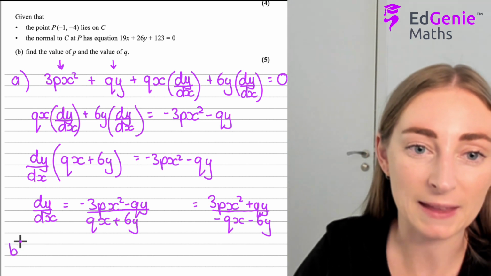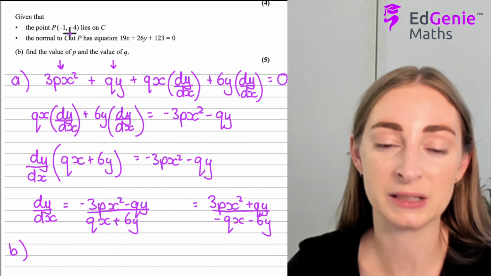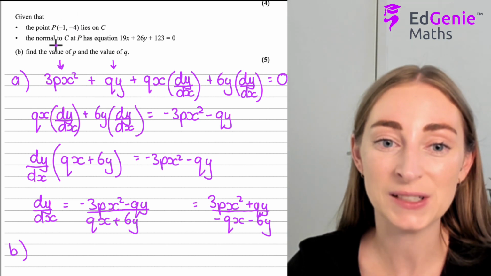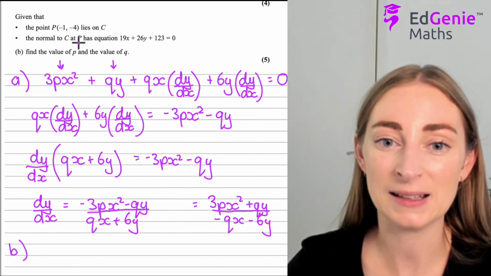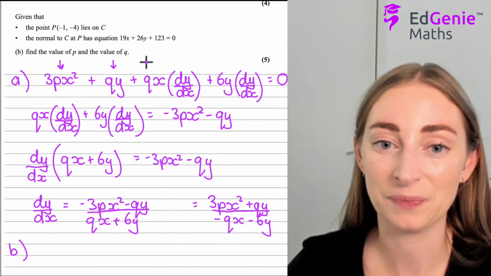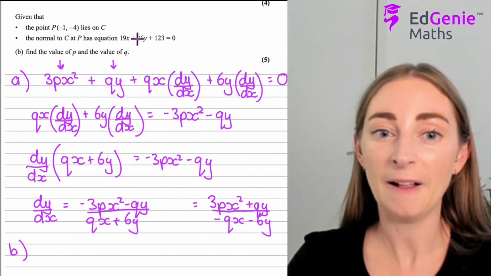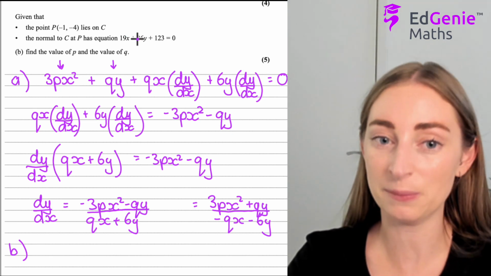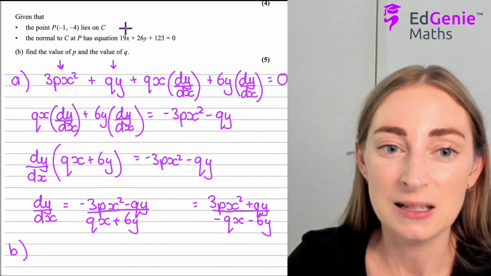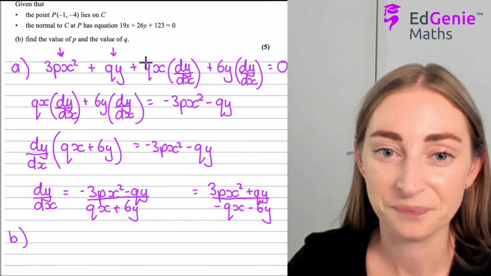Part B. Given that point P, (-1, -4), lies on C, and the normal to C at P has this equation, find the value of p and q. So if it has this equation, then we can find out the gradient, and then we can do the negative reciprocal, and that will be our gradient of the tangent. So let's do that first, actually, and then we can look at that coordinate.